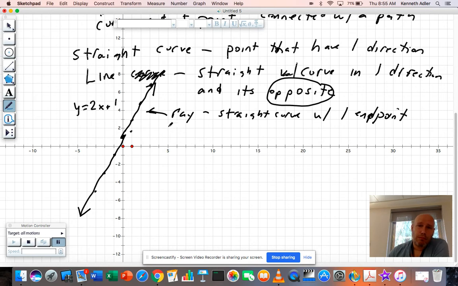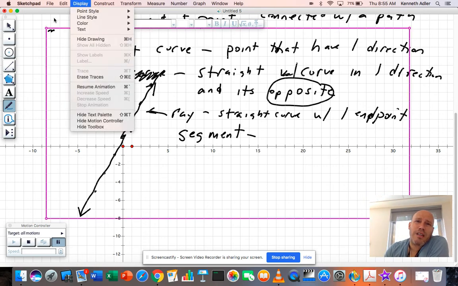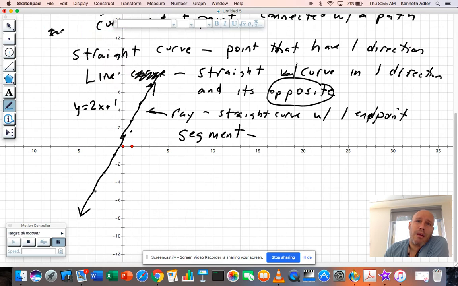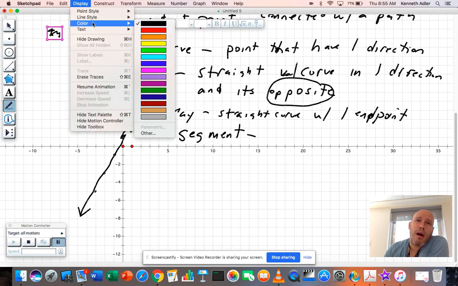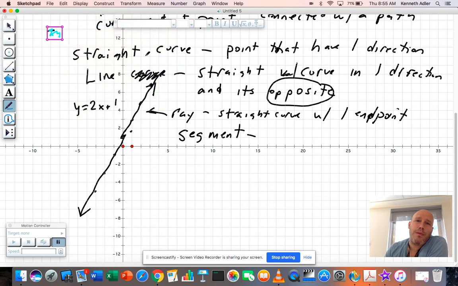What's next? Well, let's define segment. How do we define a segment? Well, I'm going to change the color. Let's make this, how about blue? Right, because we like that. That's cool. What's a segment? How do we draw a segment?